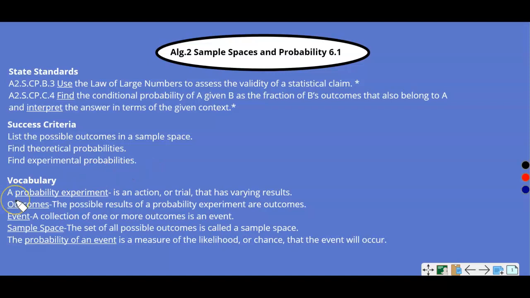Some of your vocab: a probability experiment is an action or a trial that has varying results. Outcomes: the possible results of a probability experiment are outcomes. Event: a collection of one or more outcomes is an event. A sample space: the set of all possible outcomes is called a sample space. The probability of an event is a measure of likelihood or chance that an event will occur. So the likelihood or chance that an event will occur, that's probability of an event.